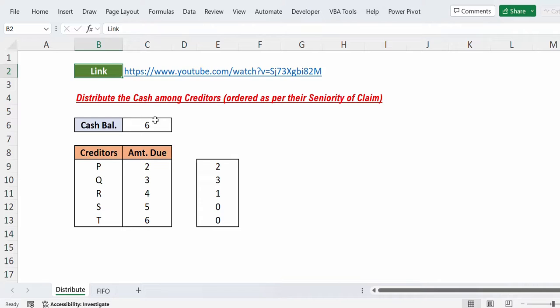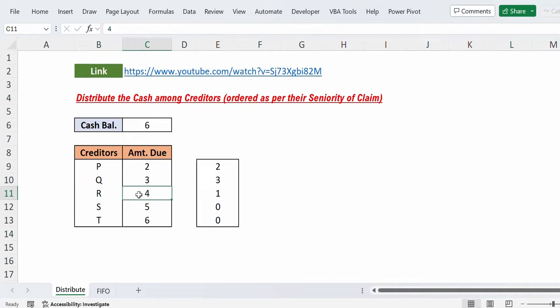Right. So what we did in that video basically, let's say we have a cash balance of 6 million and we wish to distribute this cash balance among the creditors, which are ordered as per their seniority of claims. So let's say these are the creditors and this is the respective amount due to each of the creditors. So what we will do, we will distribute this 6 million such that first of all P will receive 2 million completely, then we will have the remaining balance of 4 million. Then Q has an amount due of 3 million. So out of those 4 million, Q will completely receive that 3 million. Now the remaining balance is 1 million.